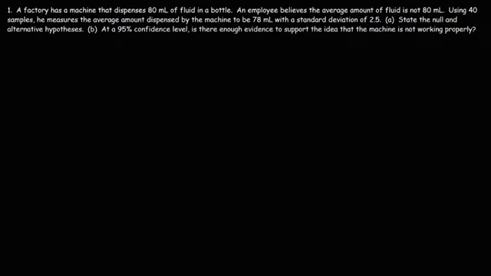Now feel free to pause the video if you want to try this problem yourself. So let's go ahead and begin. So let's start with the null hypothesis. This is going to be the status quo. This is the machine in the factory. It dispenses an average of 80 milliliters. Now the alternative hypothesis, this is what is being tested. The employee believes that the average amount of fluid is not 80, and so he's conducting a test to show that's the case. So we could say that mu does not equal 80 for the alternative hypothesis.